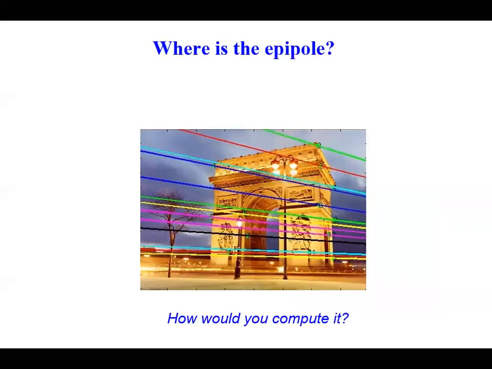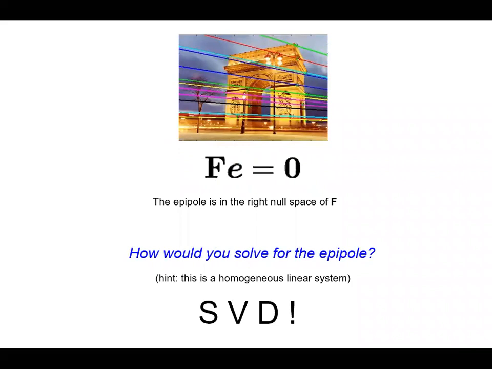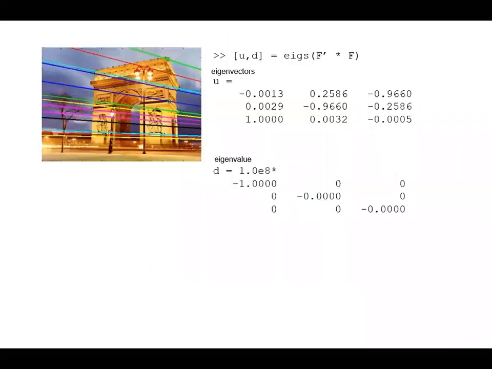Okay, where is the epipole then? How can you compute the epipole? We know also that F multiplied by e is equal to 0, correct? Because e is the null space of F. We already proved that. How can you solve for e? You know F. I'm asking what is the null space of F, or how you can get e. This is a homogeneous linear system, by the way. How can you solve that? As we mentioned, SVD. How can you do that in MATLAB?